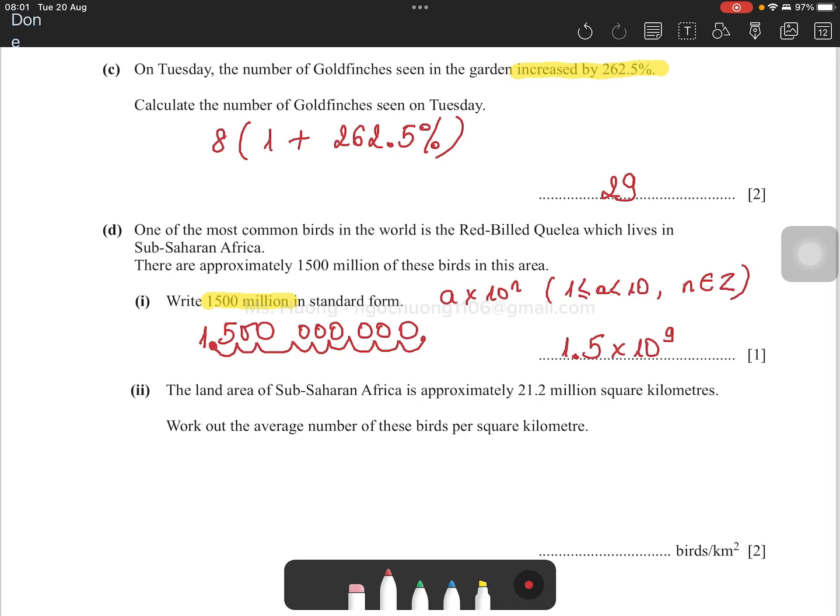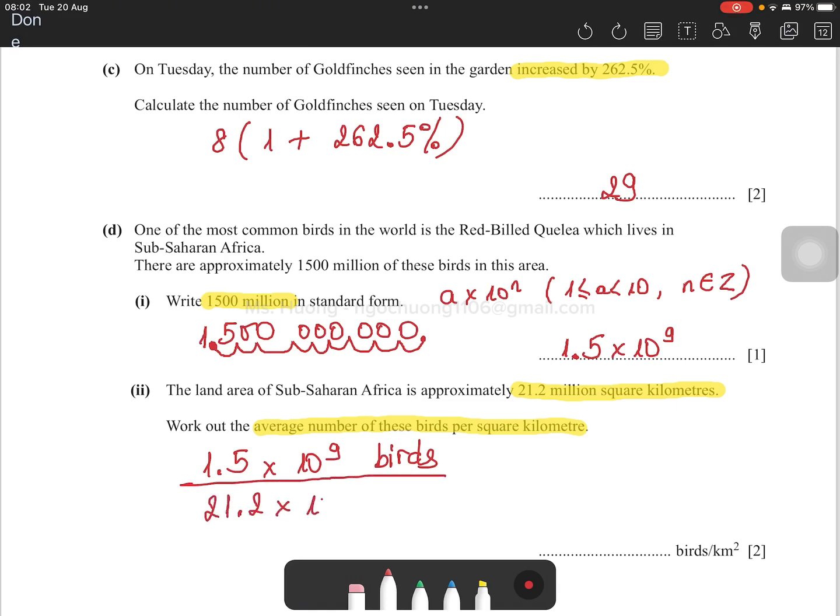Number 2, the land area of sub-Saharan Africa is approximately 21.2 million square kilometers. Work out the average number of these birds per square kilometer. So we see that the number of birds is 1.5 times 10 to the power of 9 birds. And the area is 21.2 million. Million means we multiply by 10 to the power of 6 square kilometers. So this one is equal to 70.8 birds per kilometer squared.